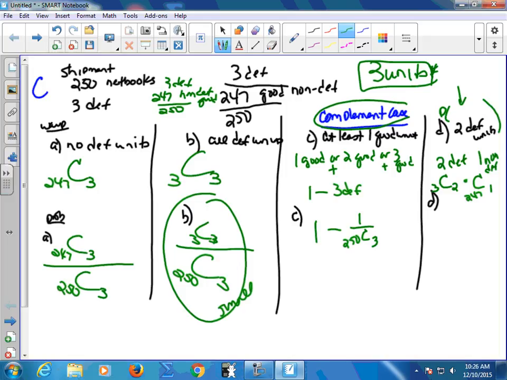How do I get my probability then? Put it over the general one, the generic one. Put it over this guy. Any groups of 3. And that should be a good number too.